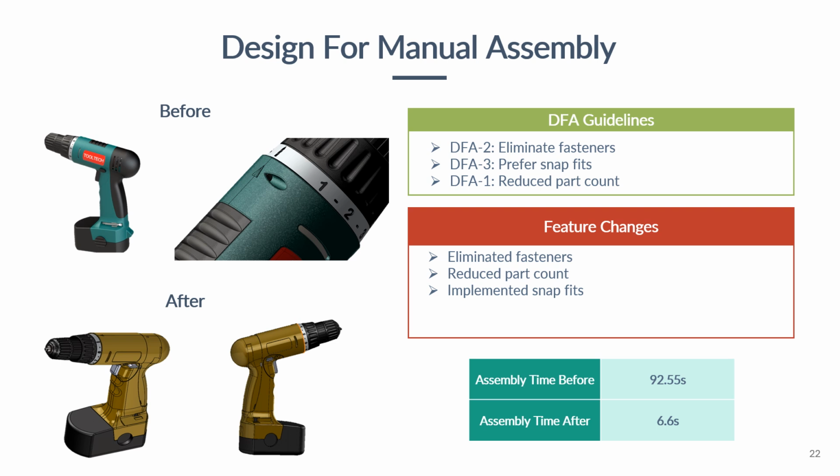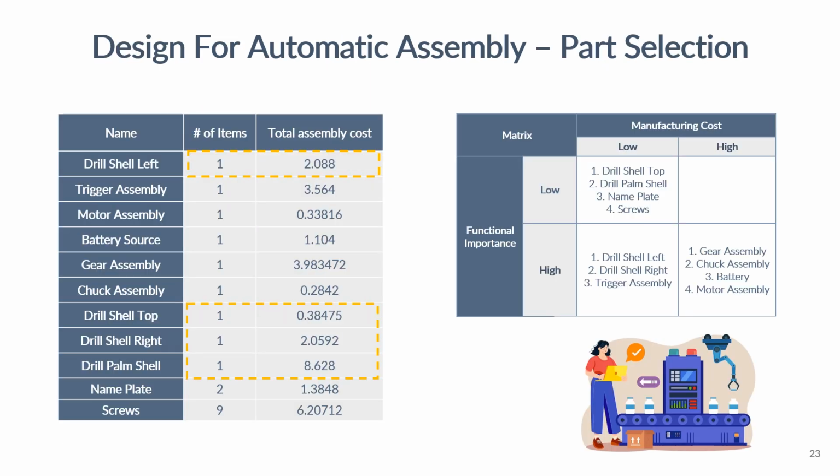The redesign improved efficiency and minimized complexity during manual assembly. Introducing snapfits eliminated fasteners, reducing overall assembly time from 92.55 seconds to 6.6 seconds, streamlining the assembly. This slide focuses on part selection for automatic assembly.